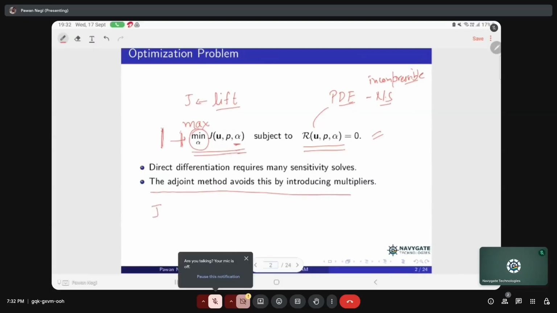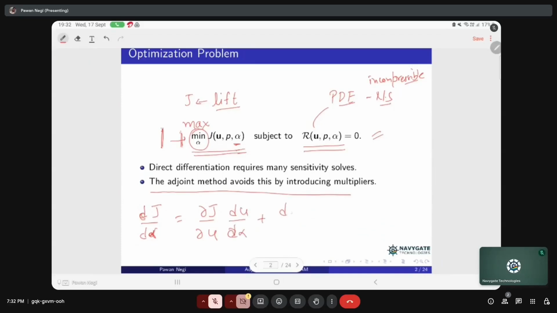In order to find the minimization or maximization, the extreme values of J, you have to find the total derivative of this J with respect to alpha. You'll have to do this, which is the derivative of J with respect to U, then the derivative of U with respect to alpha, similarly the derivative of J with respect to P, and then the derivative of P with respect to alpha, plus the partial derivative of J with respect to alpha. So this is what we may have to do.